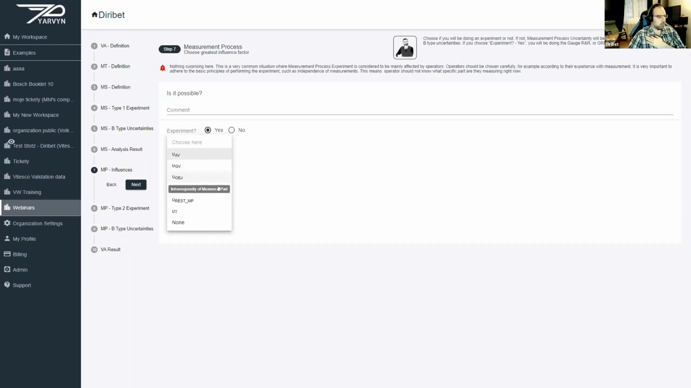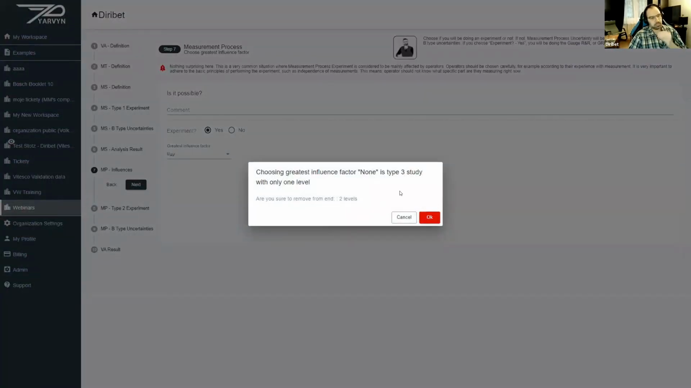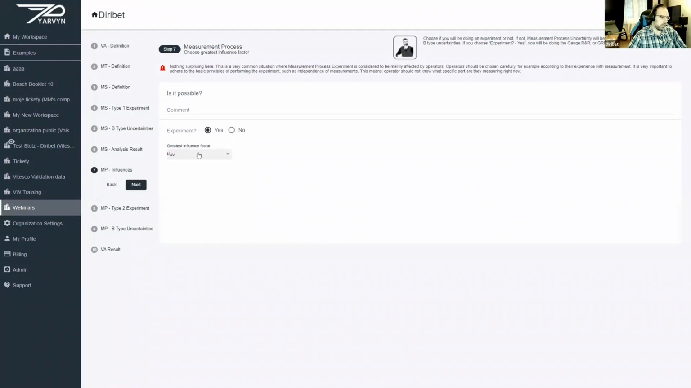We have the most common factors that Jaroslav spoke about: operator, measurement system, object, stability or reproducibility over time, some other component, temperature, and one special here, and that's no influence. In this case, if you're choosing that, it's something you know from MSA as a type 3 study. So there is only one level. But this is not our case. I will stay with the standard operators for this showcase.